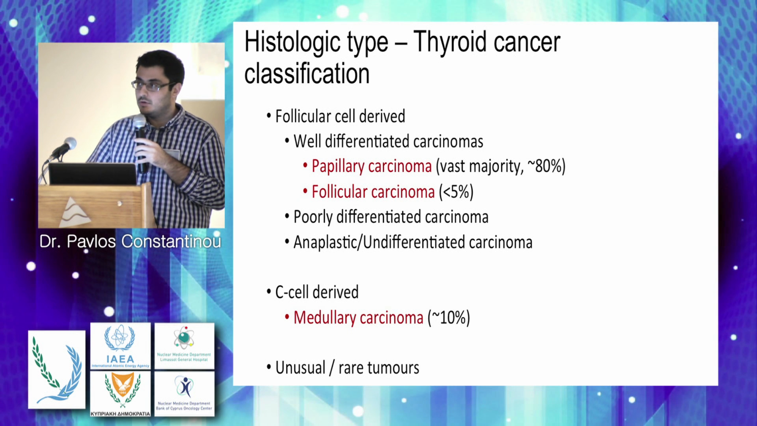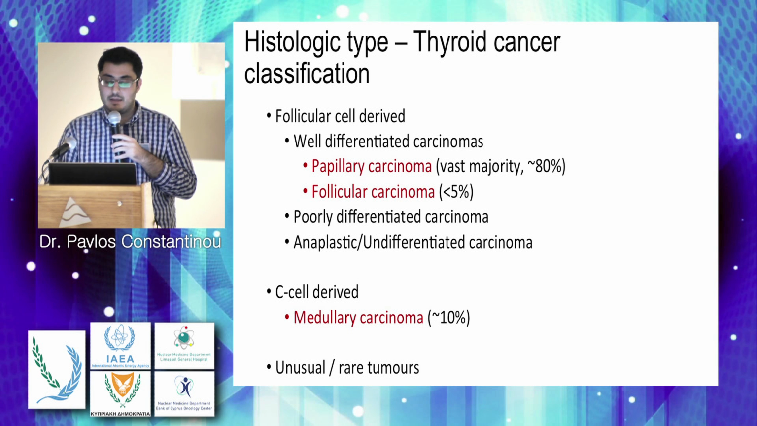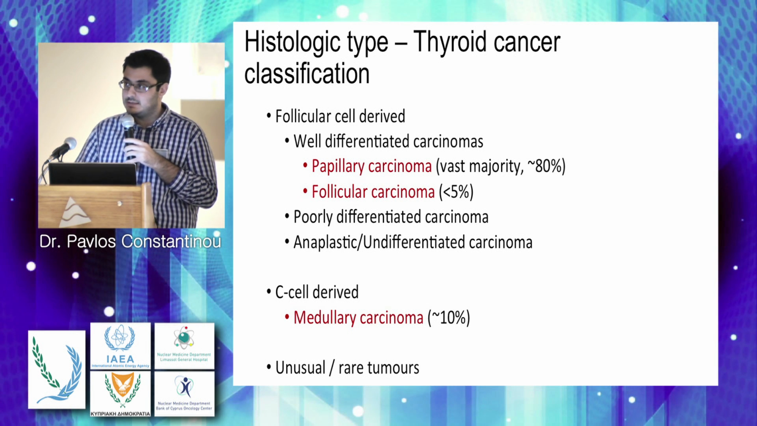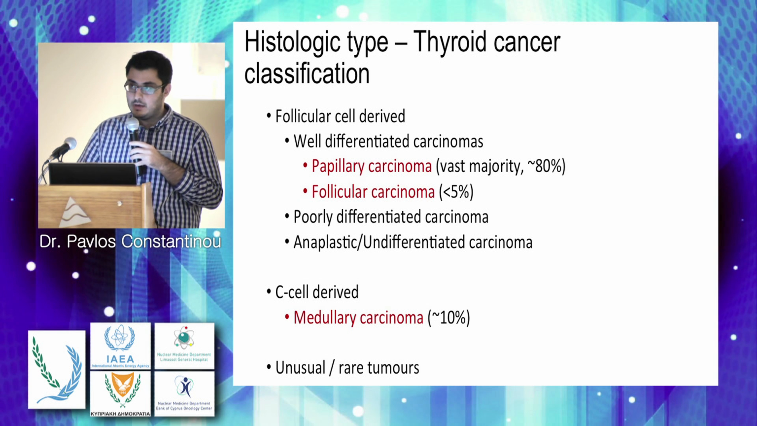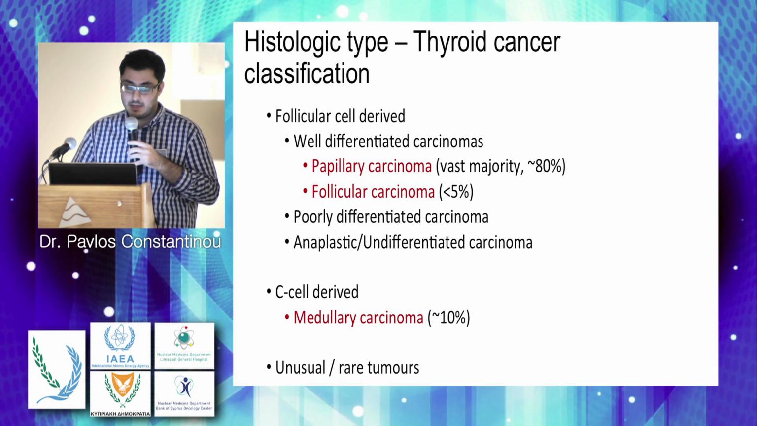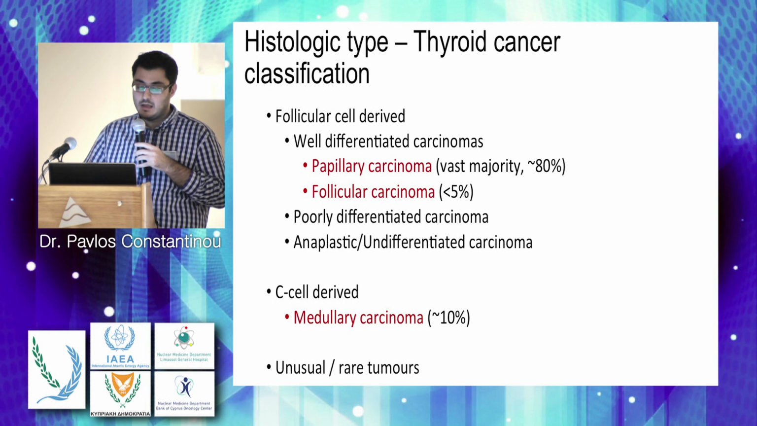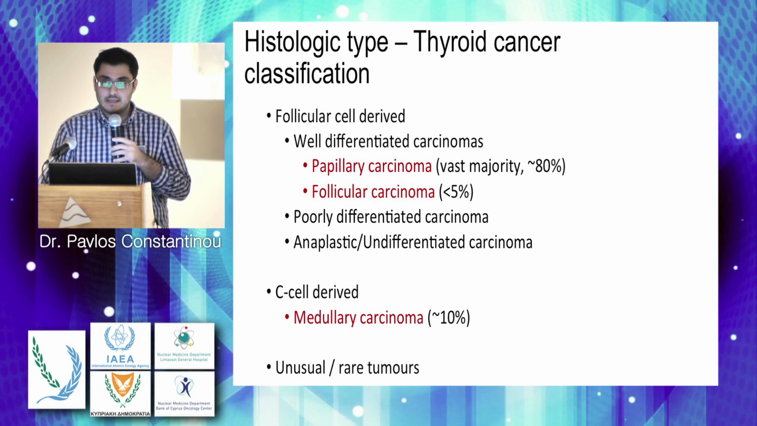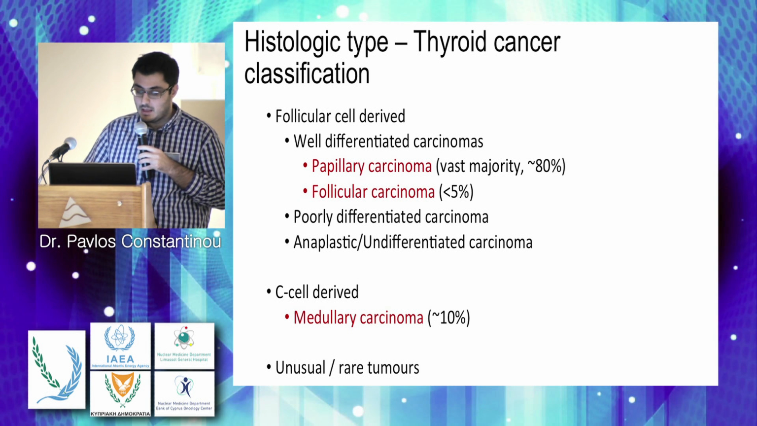There are two major categories of thyroid carcinomas: those that are derived from the follicular cell and those that are derived from the calcitonin-producing cells. The only representative of the second category is the medullary carcinoma. The tumors that are derived from the follicular cell are subdivided into a well-differentiated category, a poorly differentiated category, and an anaplastic or undifferentiated one.